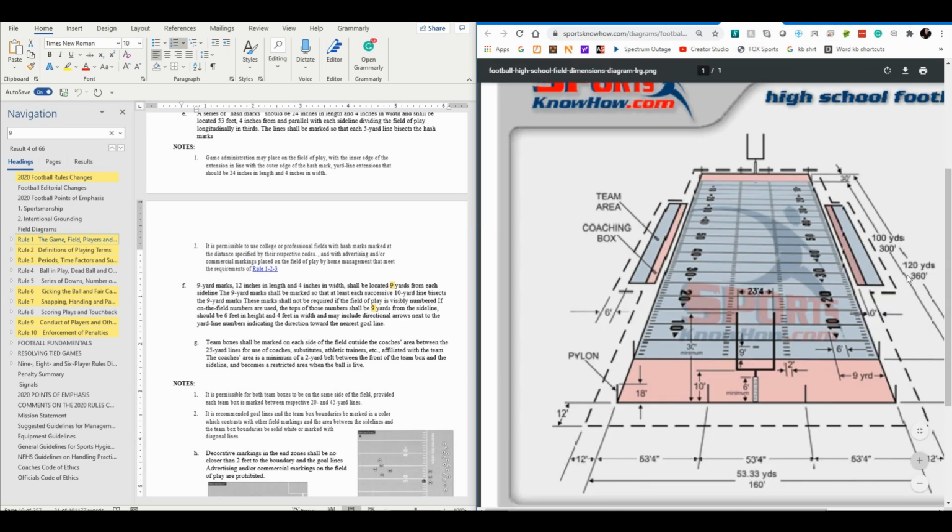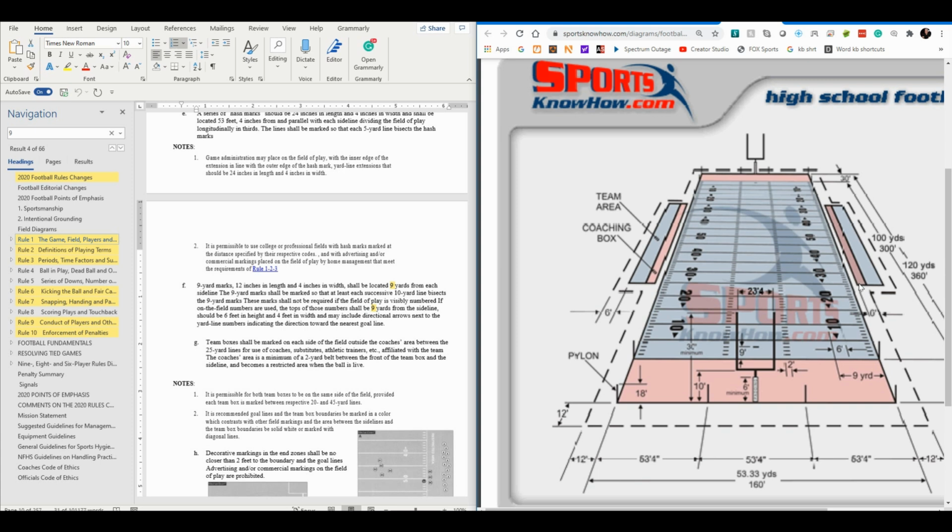Okay. Look at this nice little diagram. Okay, 9 yards. See? Lining up with the top of the numbers. 6 yards from the bottom of the numbers. This is a really good diagram. Guys might want to spend some time looking at it. It's on sportsknowhow.com.